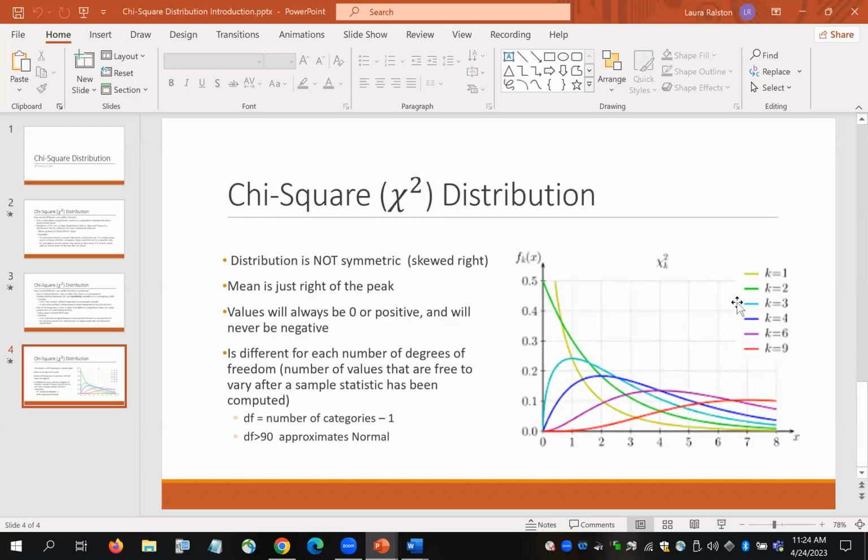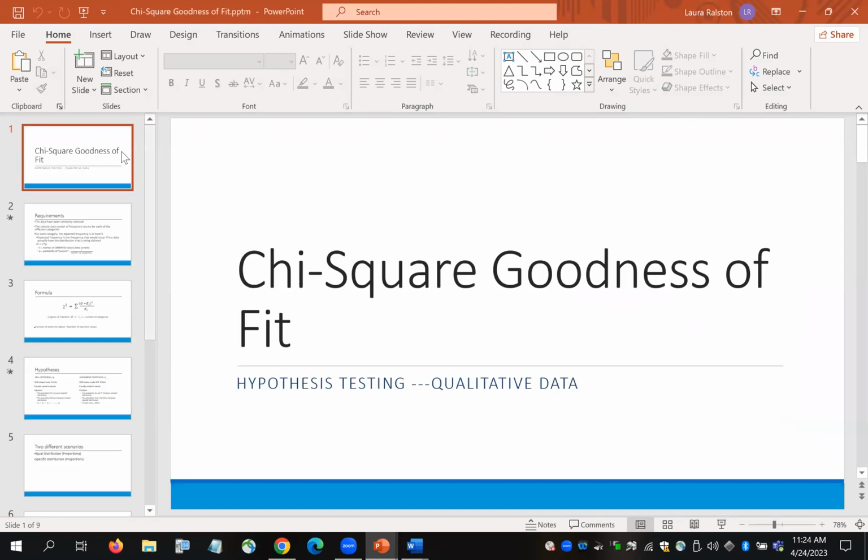Okay, so that's a broad overview of the three different tests. Now we're going to shift focus and look just at chi-square goodness of fit, and we'll see how far we can get. We have about 35 minutes left.